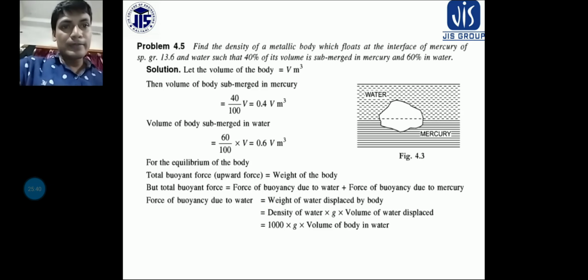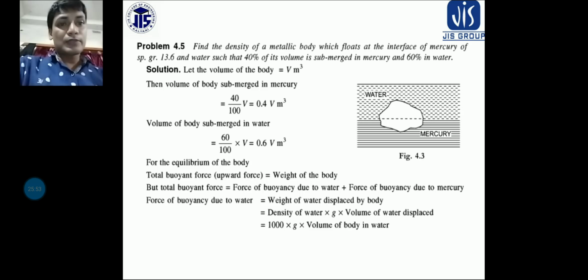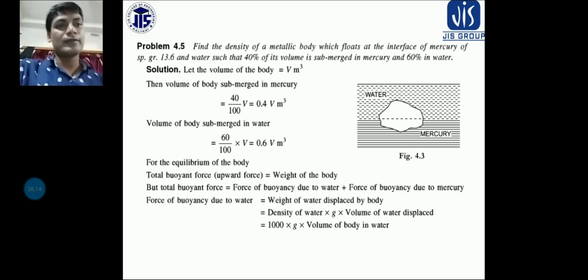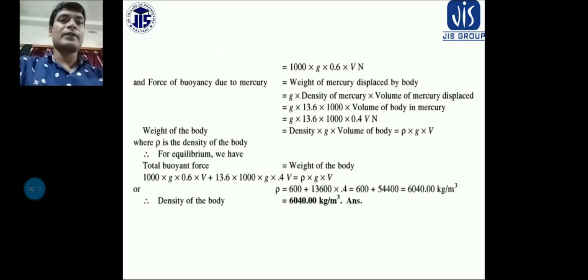Okay, and for equilibrium of the body, what we can say? The total buoyant force, the upward force, is equal to the weight of the body. But the total buoyant force is the force of buoyancy due to water plus the force of buoyancy due to mercury. So the force of buoyancy due to water is the weight of the water displaced by the body, and weight is equal to rho g v. So rho is equal to 1000, g is 9.81, and v is the volume of the body in water.